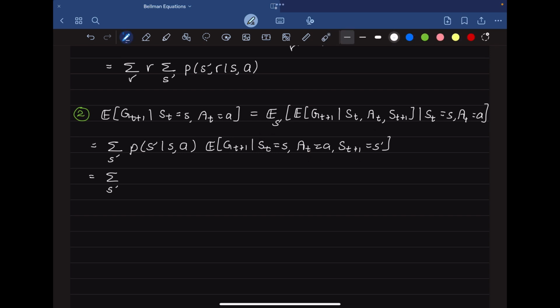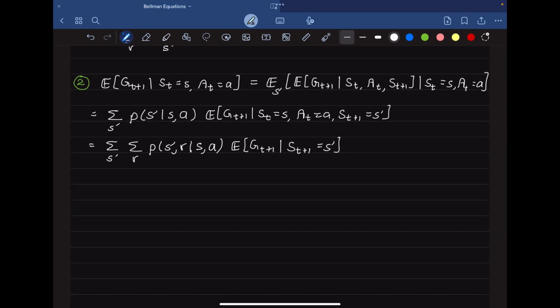We will get this is now expanded to summation over s prime, r, probability of s prime, r, and this is now expected value of G_{t+1} given S_{t+1} equal to s prime. However, you can see that this is now equal to the state value function of the next state. So this is basically v pi of s prime. But what we need to do is we need to establish a recursive relationship between the current state action pair's value function and the next state action pair's value function.